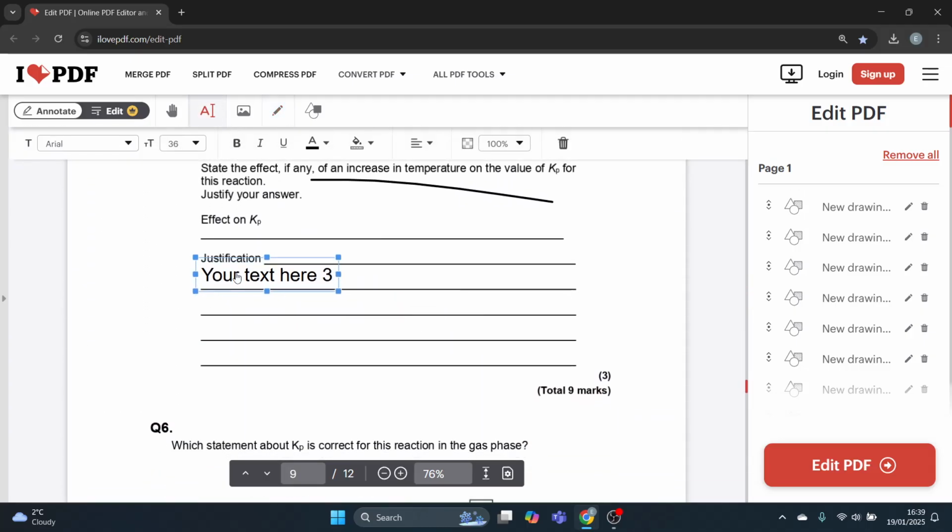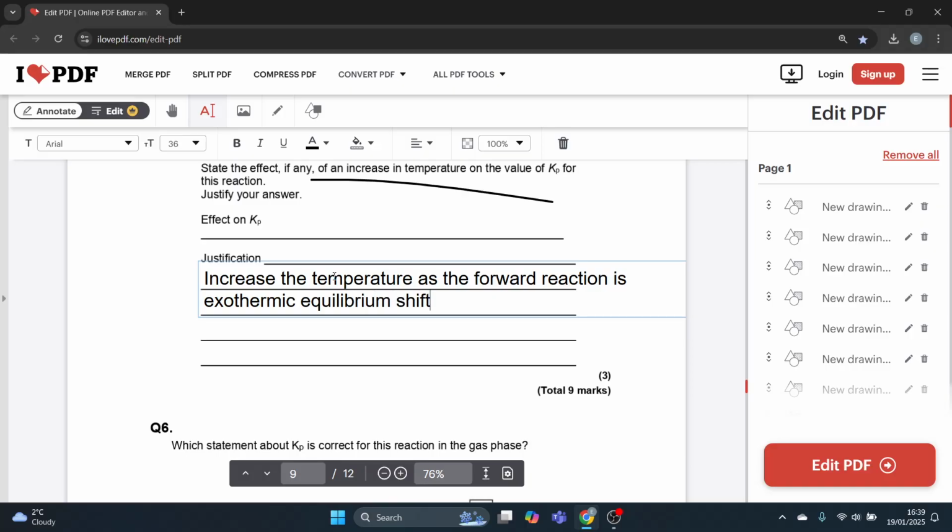So first let's go through the justification. If I increase the temperature, as the forward reaction is exothermic, equilibrium shifts to the endothermic direction to oppose the increase in temperature by decreasing temperature.